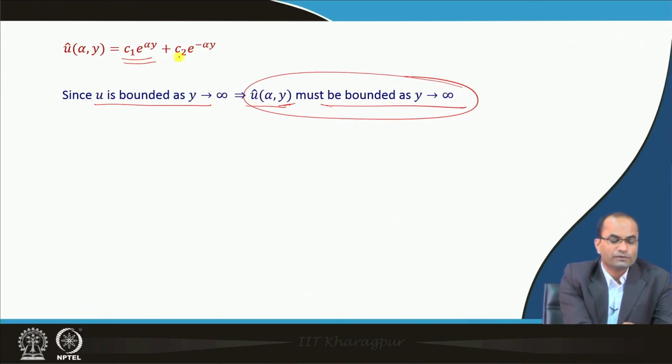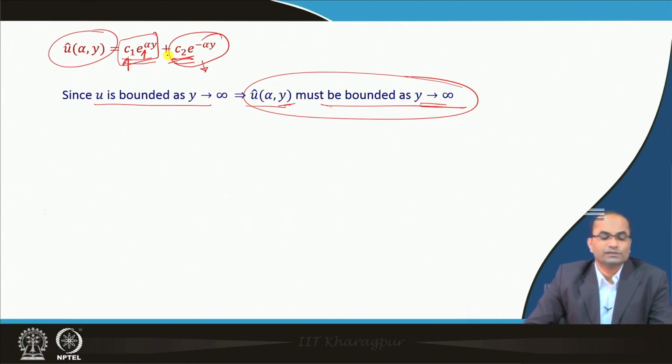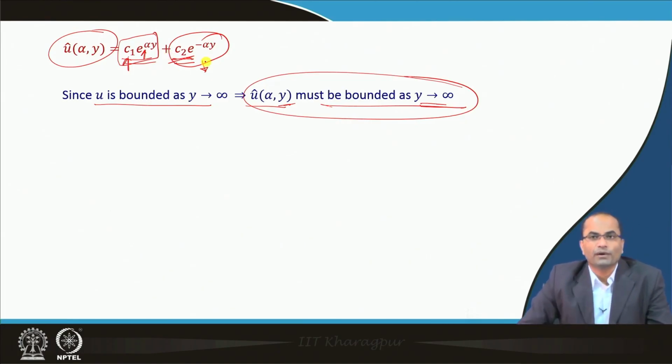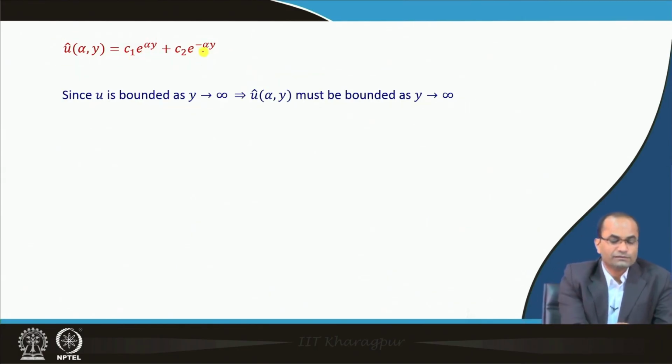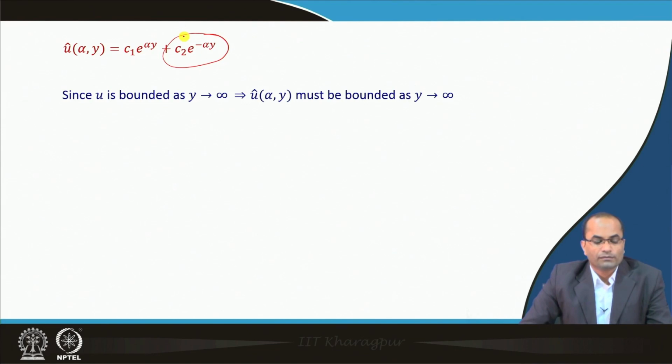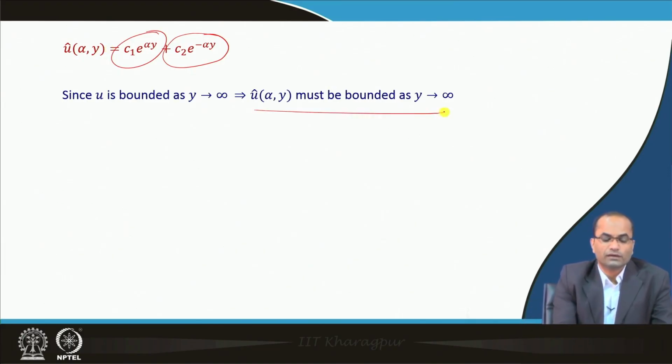So, if u is bounded, u hat must also be bounded, and having this information in hand, what we observe now is, if y approaches infinity, this is bounded. In that case, suppose alpha is positive, then this cannot be bounded, so C 1 has to be 0. In the other case, if alpha is negative, then this cannot be there in the solution, and C 2 has to be 0. So one of them has to be 0, and only the exponential with negative power will survive. If alpha is positive, this part will survive, and if alpha is negative, the other part of the solution will survive; the other one has to disappear, otherwise it cannot be bounded.